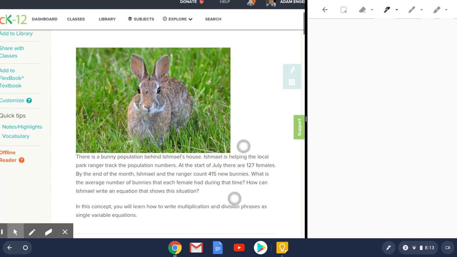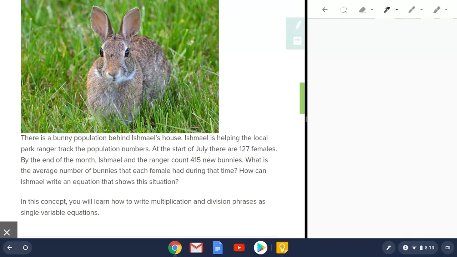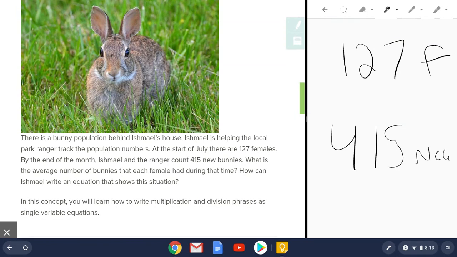So there is a bunny population behind Ishmael's house. Ishmael is helping the local park ranger track the population numbers. At the start of July, there are 127 bunnies. Well, that's a lot of bunnies. 127 females, actually. By the end of the month, Ishmael and the ranger count 415 new bunnies. What is the average number of bunnies that each female had during this time? How can Ishmael write an equation that shows this situation?